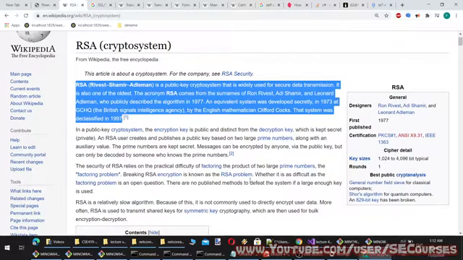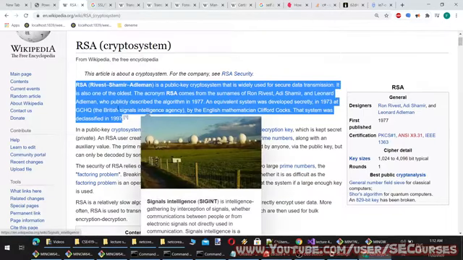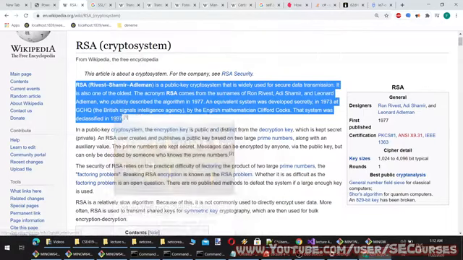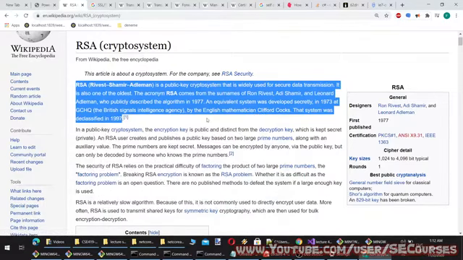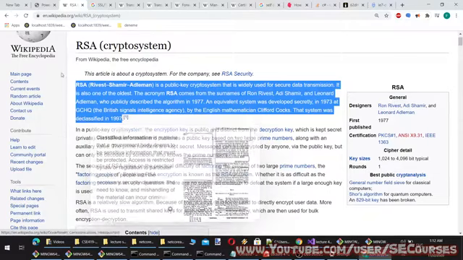RSA, Rivest Shamir Adleman, is a public key crypto system that is widely used for secure data transmission. It is also one of the oldest. The acronym RSA comes from the surnames of Ron Rivest, Adi Shamir, and Leonard Adleman, who publicly described the algorithm in 1977. An equivalent system was developed secretly in 1973 at GCHQ, the British Signals Intelligence Agency, by the English mathematician Clifford Cocks. That system was declassified in 1997.